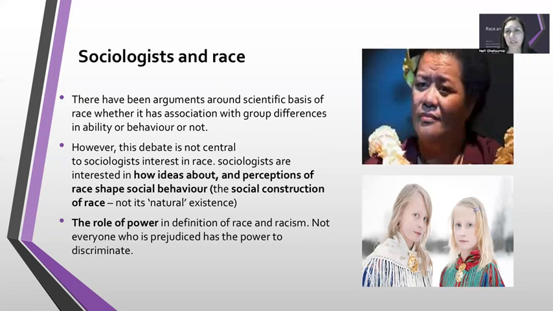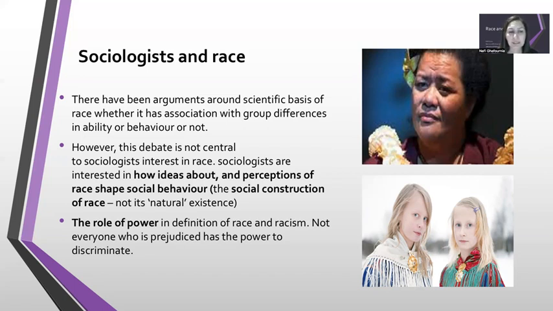So why are sociologists interested in race? There have been arguments around the scientific basis of race, whether it's associated with group difference, ability, behavior, or whether it's got a biological source. However, this debate is not central to sociologists, and they are not interested in what the basis of race is. But what sociologists are interested in is how ideas and perceptions and views of race can shape social behaviors, or what we call the social construction of race. So the social behavior that results from views about race is important for sociologists.